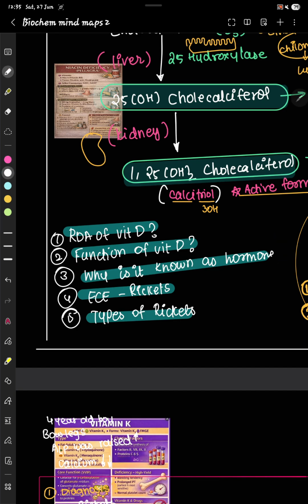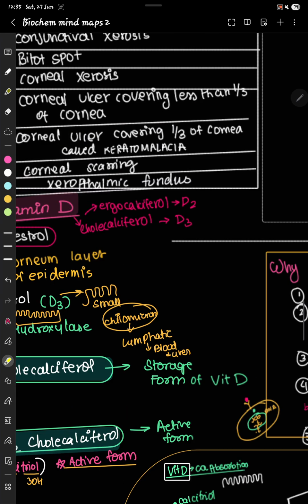Other than vitamin D, no vitamin is called a hormone, but vitamin D alone is called a hormone. Why is that so? Why do we call it a hormone? And what is the deficiency manifestation, that is rickets? What are the types of rickets? This is going to be answered in this chapter.